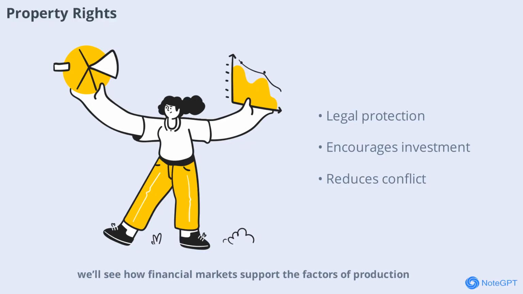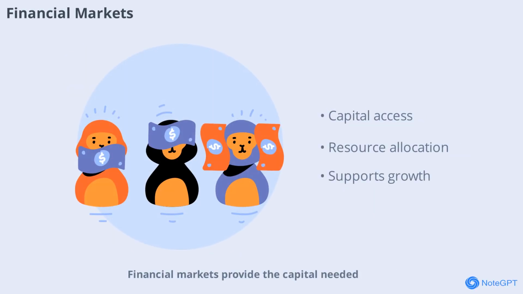Next, we'll see how financial markets support the factors of production. Financial markets provide the capital needed for businesses to invest in production. They connect savers with borrowers, allowing entrepreneurs to access funds for new ventures and expansion. Well-functioning financial markets support economic growth by making it easier to allocate resources efficiently.